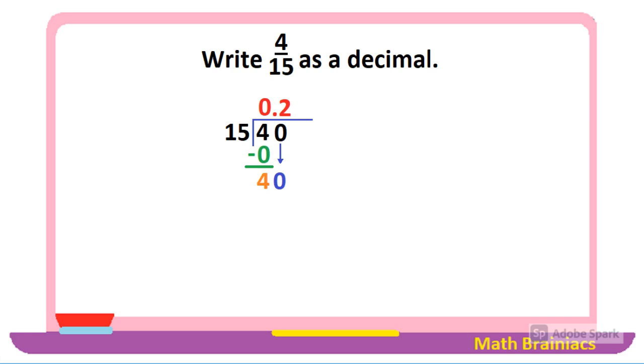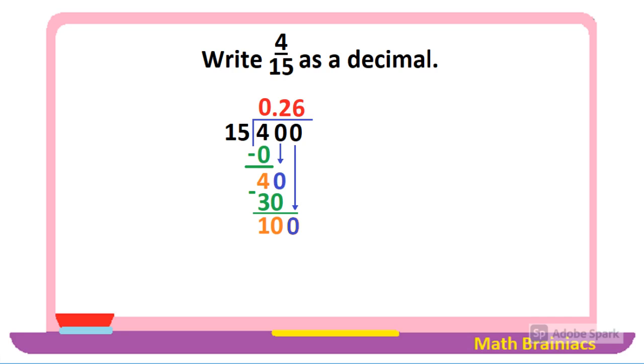So, how many 15 are there in 40? There are 2 15s in 40. We are going to multiply the quotient 2 by the divisor 15. 2 times 15 will give us 30. We can subtract 30 from 40 and it will give us 10. We can add 0 so that it will be on the hundreds place, and we can bring down the 0 so that the 10 will become 100 and we can continue dividing by 15.